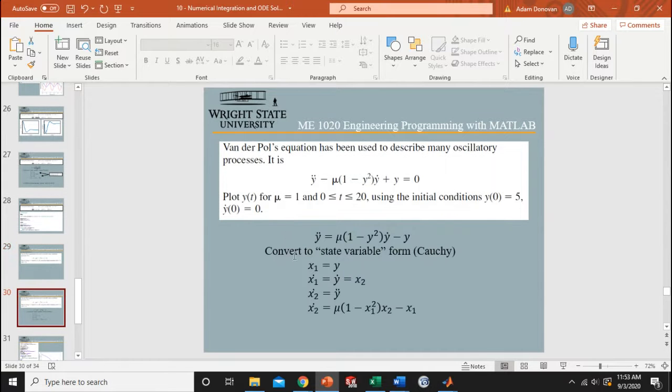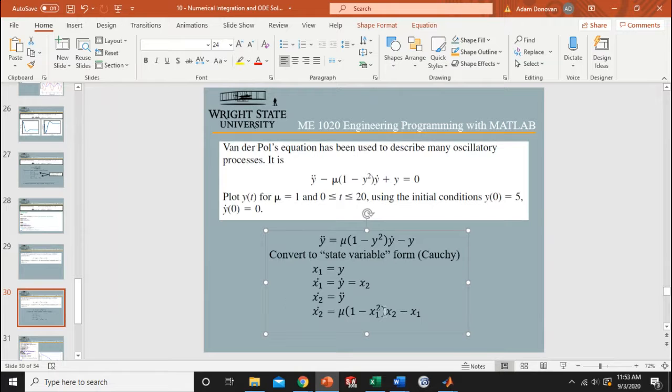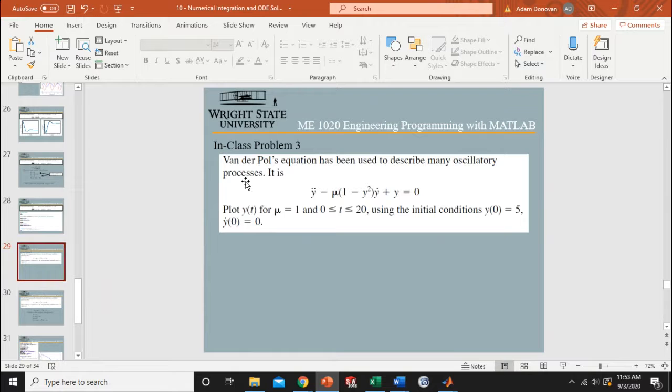And what I'll probably do is leave the Cauchy form slide here for you, just in case you're struggling with that. But try to do this on your own if you can. Because I want you to be able to set this up on your own, because you're going to have to do this on an exam eventually, and so you need to learn how to set this state variable or Cauchy form up on your own.